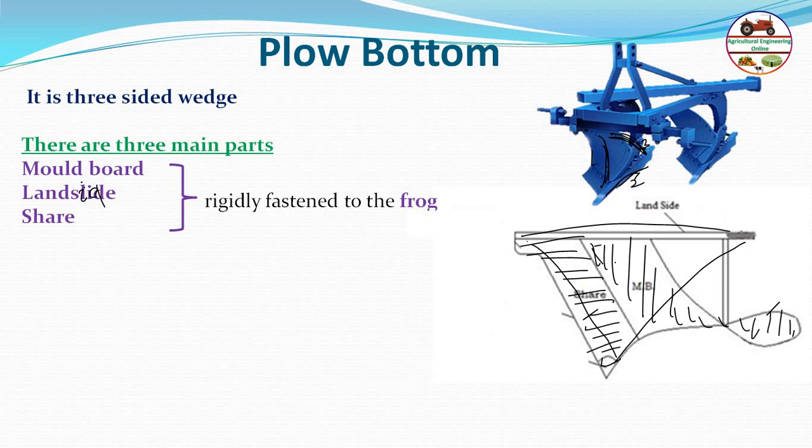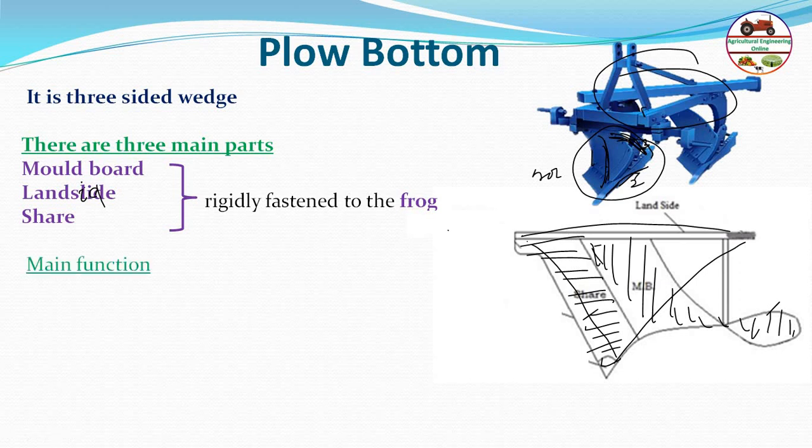Frog is just like the frame of the plough bottom. This is the frame of the mold board plough. If you see a complete plough bottom, this is a plough bottom. So the mold board, land side and shear are fastened to the frog. In turn, the frog is attached to the frame of the mold board plough.